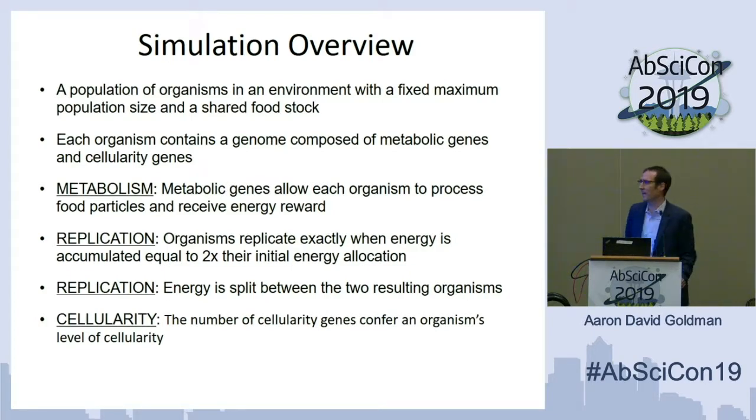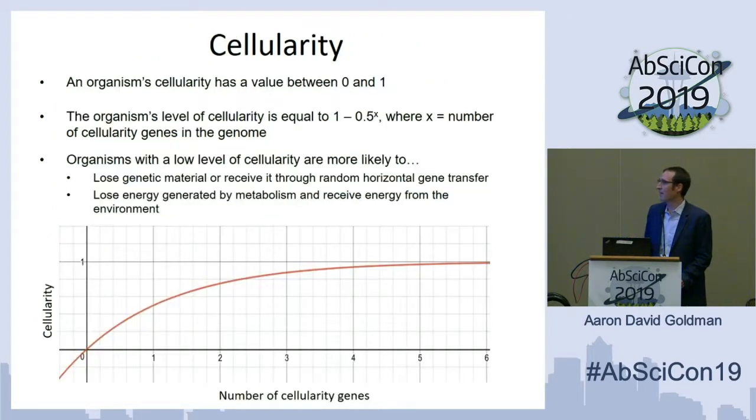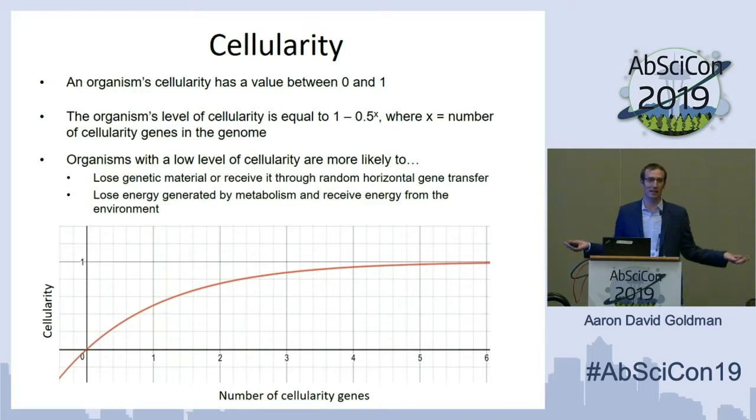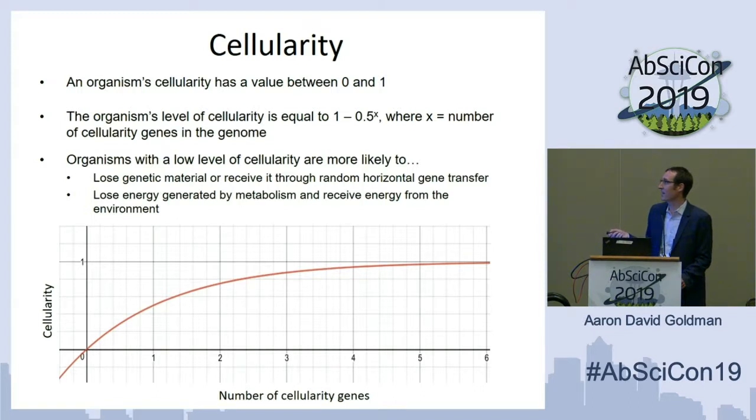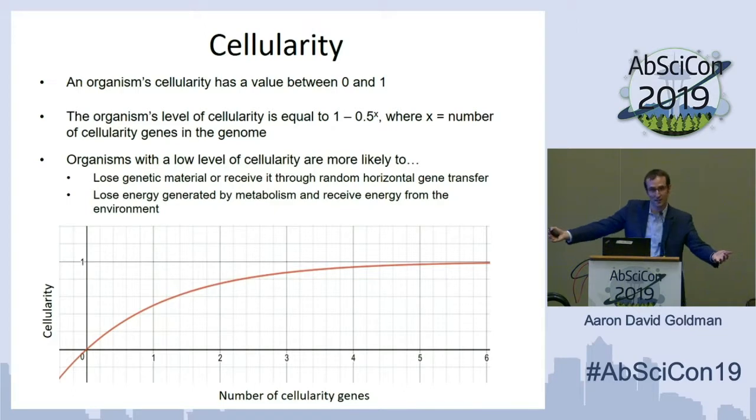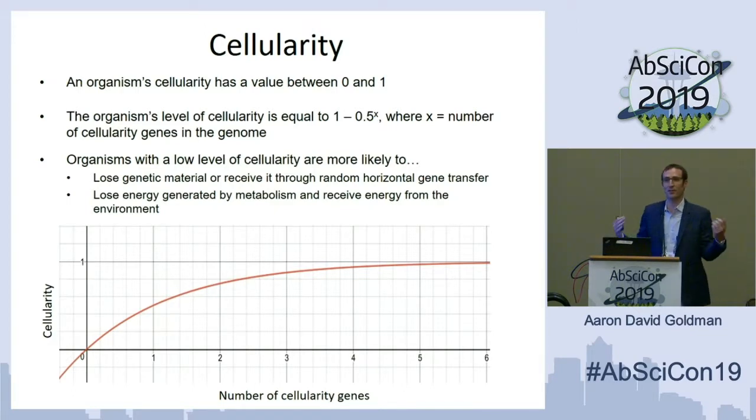I do want to talk briefly about the cellularity genes. So the cellularity of an organism is some number between 0 and 1 that's defined by the number of cellularity genes that follows this equation here. And a low level of cellularity has the consequence that the organism is essentially leakier. So a low cellularity organism will be more likely to lose genetic material to the environment, but also receive genetic material that's floating around in the environment. It will also be more likely to lose energy rewards that it got from metabolism, but also receive energy that is floating around in the environment.